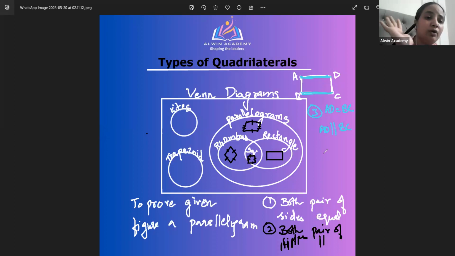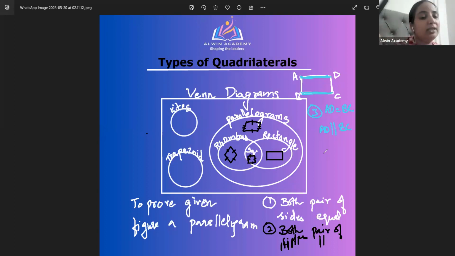Got it, everyone, or not? These are the three ways of proving the given figure a parallelogram. There is one more way of doing it, and that is based on angles. When you prove both pairs of opposite angles to be equal, then also the given figure becomes a parallelogram.